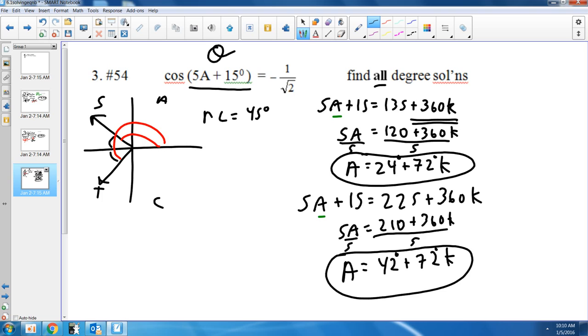Okay, we'll continue with 6.2 tomorrow on solving harder equations.